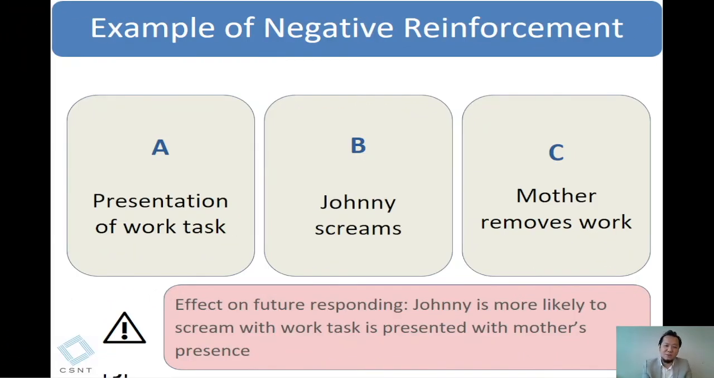Now in the video example, you saw that there was homework present, and then mom shows up and says, hey, let's do homework. And at that point, Johnny screams. By Johnny screaming, mom removes the homework. This is negative reinforcement because mom at that point removed the negative stimulus. So Johnny screams, she takes away the homework, and now he's learned that next time when I don't want to do homework, I'm going to scream. That definitely is not something that we want to teach kids, but that is an example of negative reinforcement.